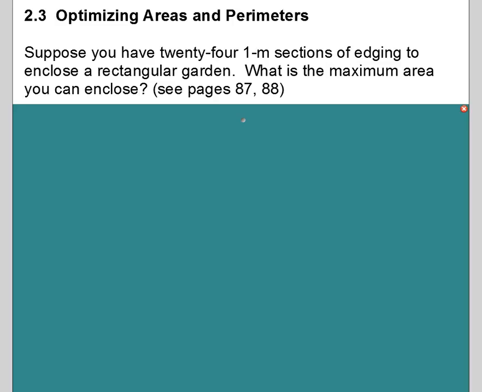In this section, it's not so much the calculation of area alone, it's the best area or optimum area and perimeter. So this is really practical, and there are some good applications in these two problems that we're going to look at. This will be done in class, so if you're seeing this video, you may have already completed these activities. The two scenarios are constructing a garden from 24 1-meter sections of edging, trying to find the maximum area that can be enclosed. This is found on pages 87 and 88.